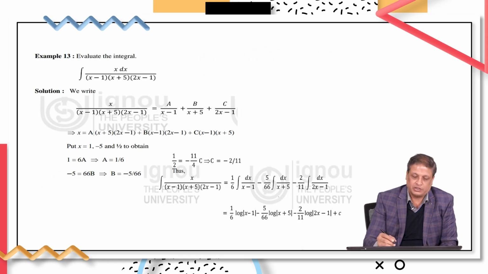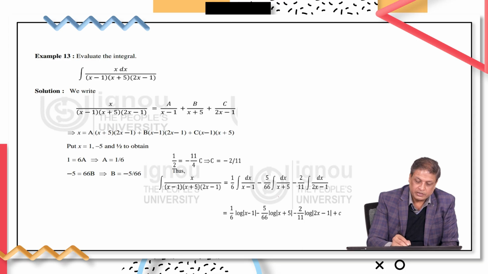Now, let's extend our discussion by solving one more numerical, wherein we are supposed to integrate x upon (x minus 1) (x plus 5) (2x minus 1). We can rewrite the function given to us in a simpler form by using the concept of partial fractions. We rewrote it as A upon x minus 1 plus B upon x plus 5 plus C upon 2x minus 1. Again, simplifying this as equation number 1, we got equation number 2, wherein we substitute x equal to minus 5, the component A will vanish, and component C will also vanish.